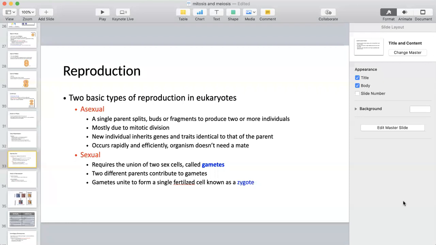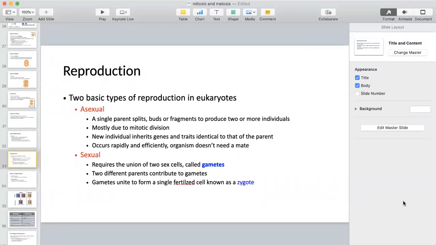Okay, this is going to be mostly due to that mitotic division where the organism is going to duplicate the genetic information. So it's going to duplicate its DNA, copy what's there, and then budding or fragmentation takes place and a new organism forms basically by breaking off a piece of that parent cell. And so the new individual that is created is going to inherit the same genes, the same traits, identical to that of the parent. All right.